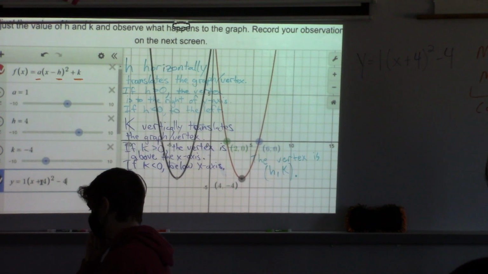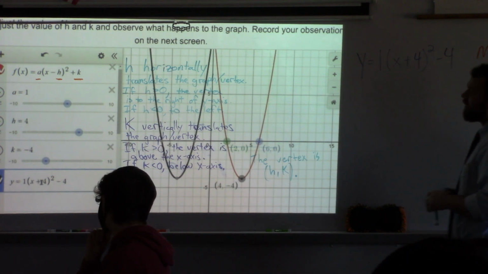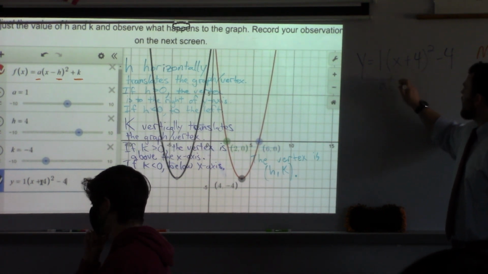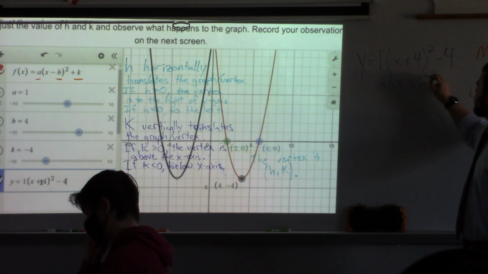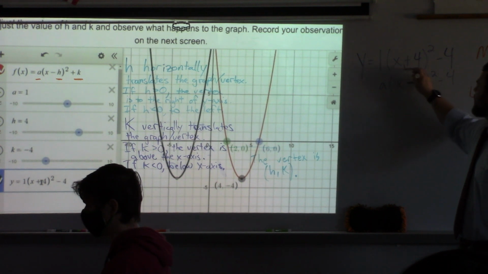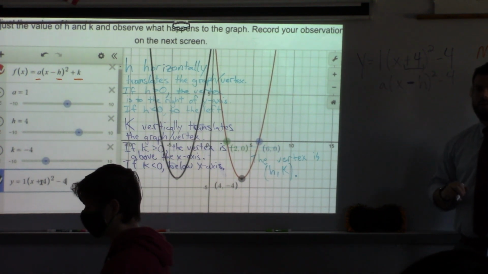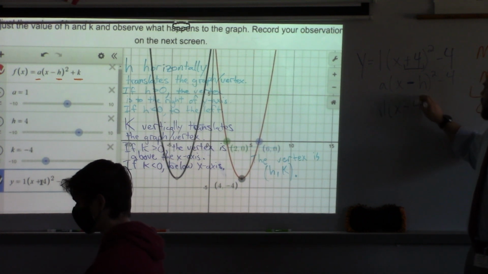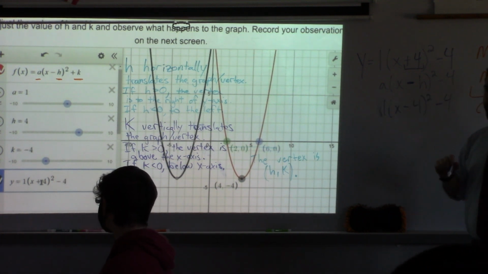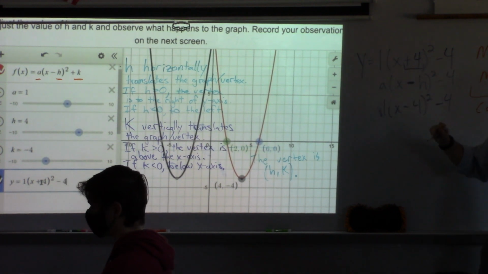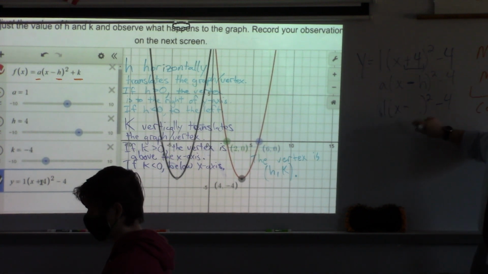It's not quite a reflection. It kind of looks like it could be a flip, but it's not that. Look again at this. It's a times x minus h squared minus 4. What did I have to subtract so that it became a positive 4? Because notice what y'all are saying is that h is 4, right? So that would be x minus 4 squared minus 4. What did I have to subtract so that it became plus 4? Negative 4.